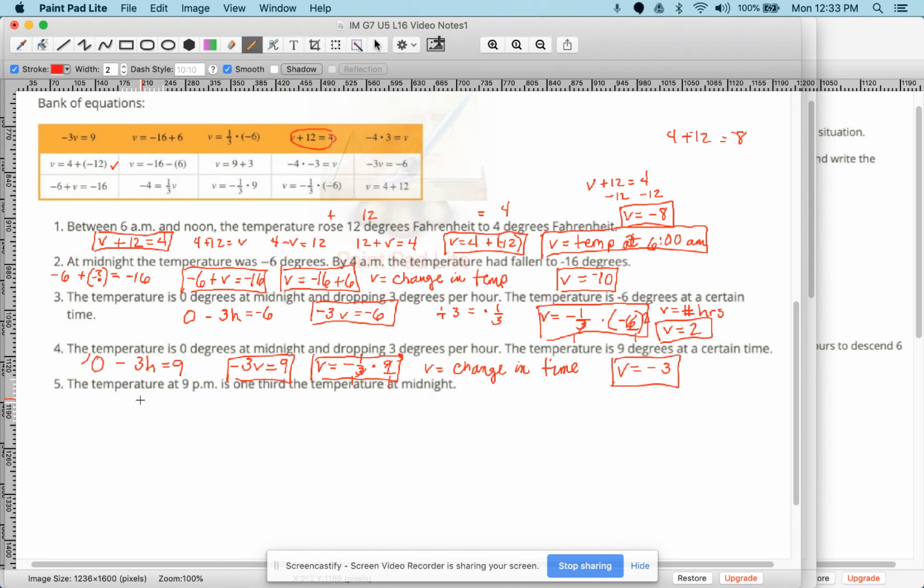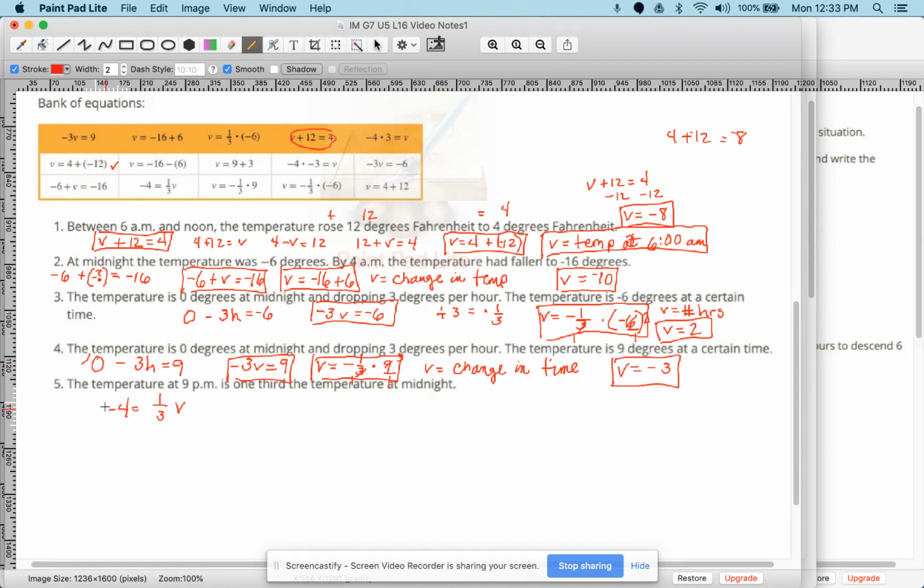Number 5, finally, we have the temperature at 9 p.m. is 1/3 the temperature at midnight. So we need to look for something like 1/3 times a variable, okay? So let's look at what we have. 1/3, well, we have a change in temperature. It could be this one, change in temperature of a -4 and 1/3 times the variable. So we're going to use that one.